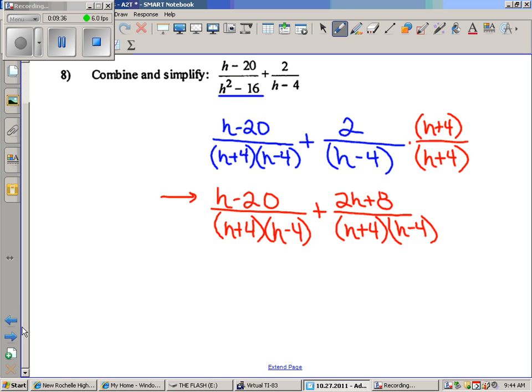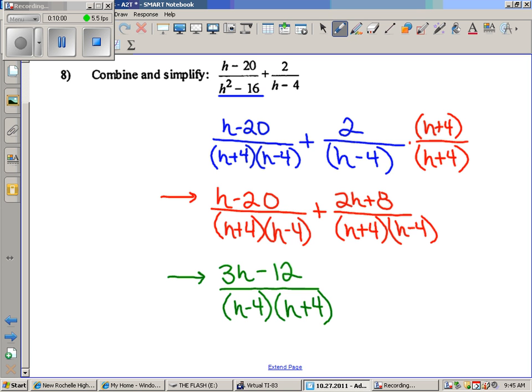You go that route. Let's see what happens. I'm going to get 3h. Negative 20 plus 8 is how much? So some people wanted to distribute the stuff in the bottom because they didn't want to write this out.